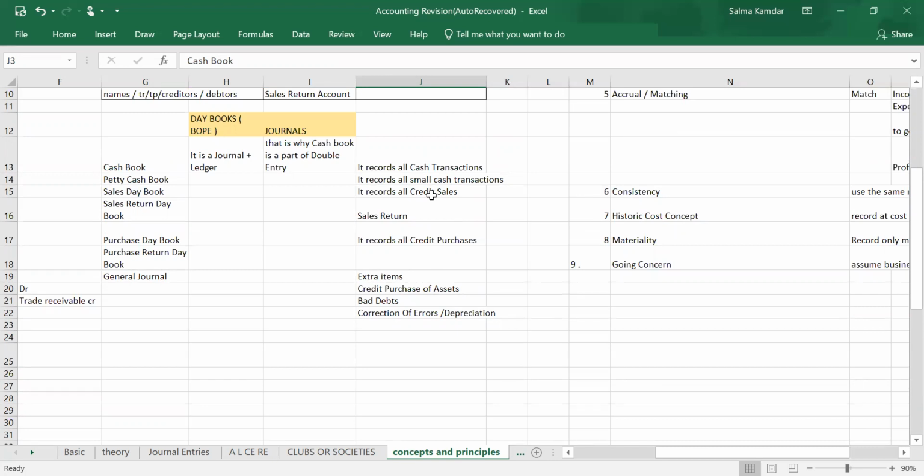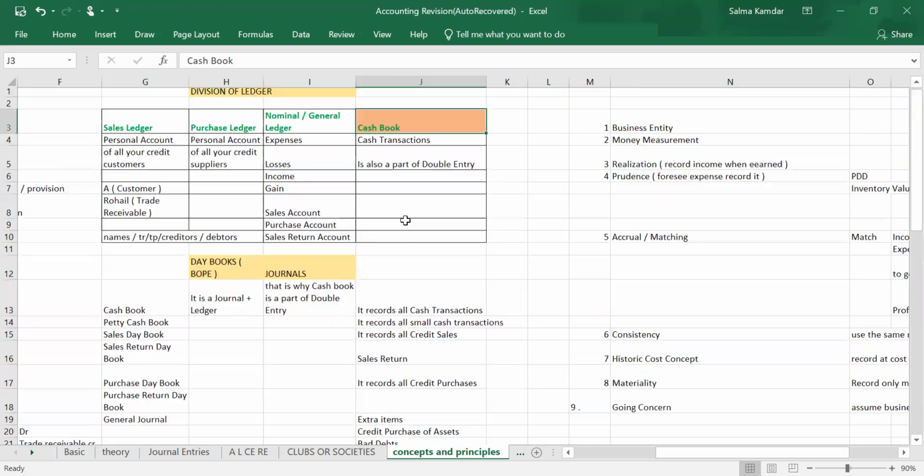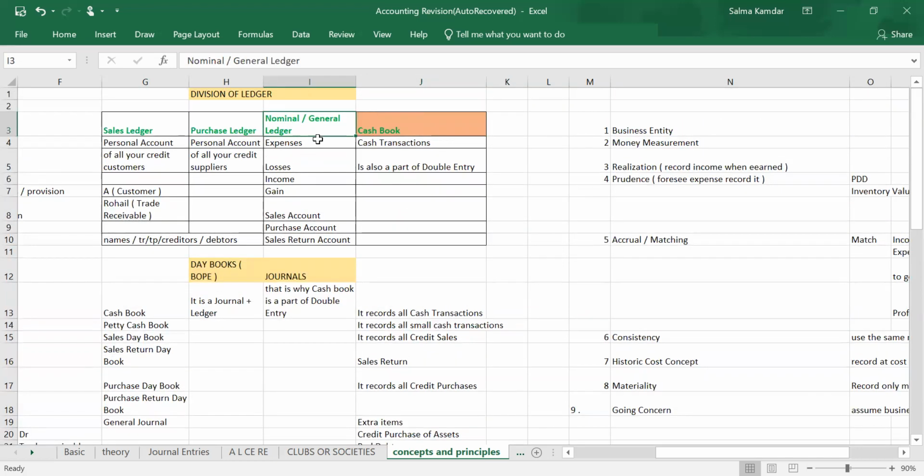In the sales ledger, what do you record? The names of all your credit customers. Purchase ledger, the names of all your credit suppliers. Cash book, all cash transactions, and it is also a part of the double entry bookkeeping system. What do you record in the nominal ledger? All the expenses, losses, income and gains.